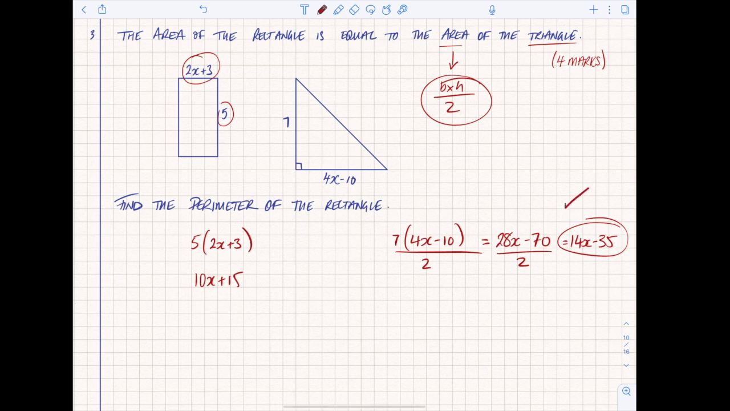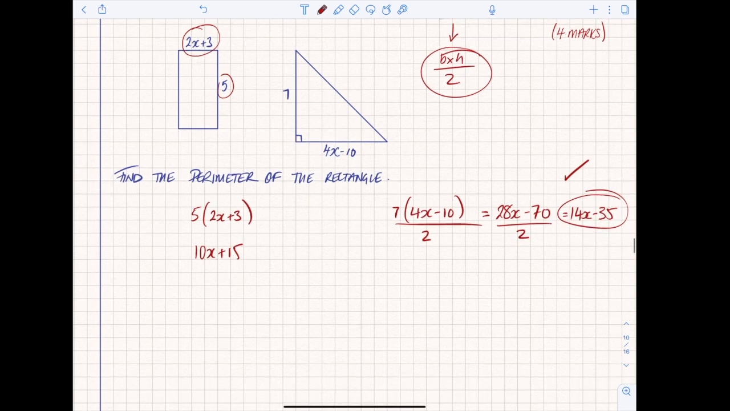So we just picked up a mark here because we've actually worked out the area of either one of them. But it tells me that the area of the rectangle is equal to the area of the triangle. Well, using that information, I say the area of the rectangle, which is 10x plus 15, is equal to the area of the triangle. So by writing that out, I'm picking up another mark because I'm forming an equation.